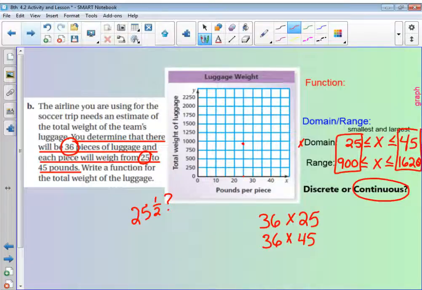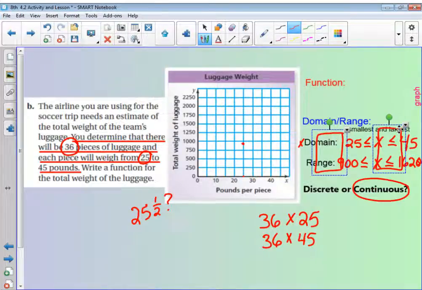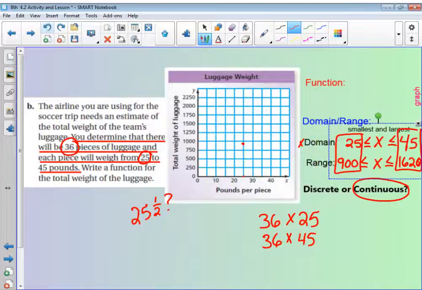Then I'm going to graph my second one, which is 45 and 1,620. So over to 45, up to 1,620, which is going to be somewhere in here. And then we said that this was going to be continuous, meaning that anything that fell in between those two measurements could be possible. So we're going to connect it with a line.